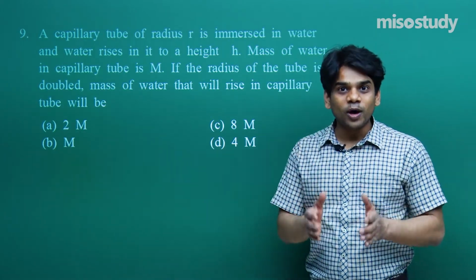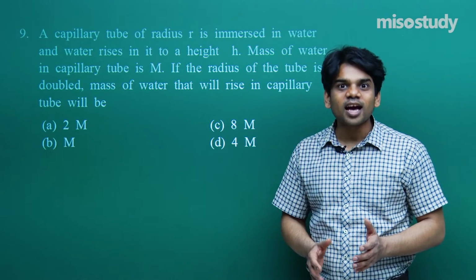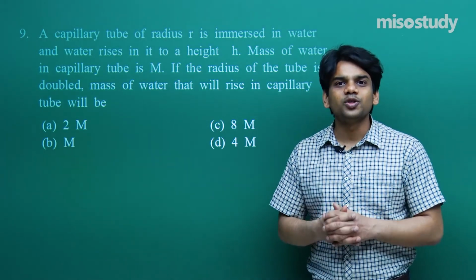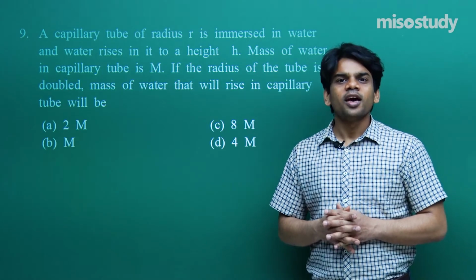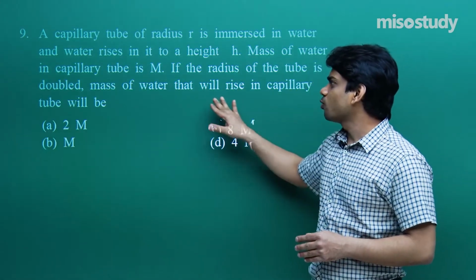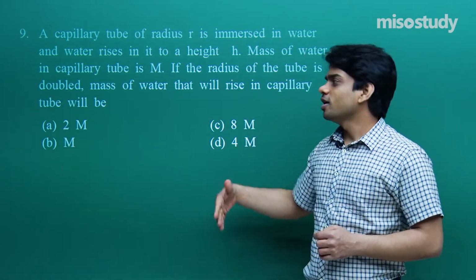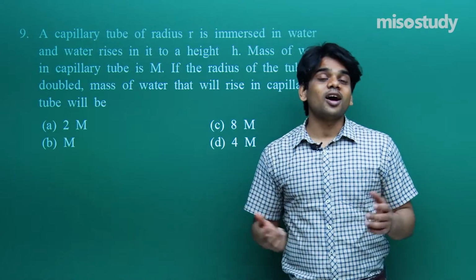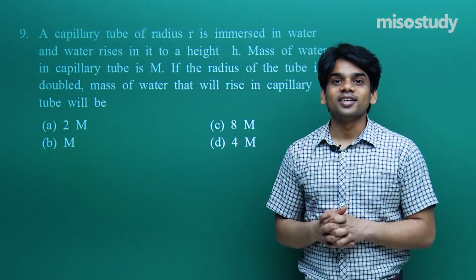A capillary tube you have of a given radius, and the water will rise in the tube. The mass of water that has risen in the tube is given as capital M. If the radius of the tube is doubled, the mass of water that will rise in the capillary tube will be A 2m, B m, C 8m, and D 4m. So we need to find out how mass is dependent upon radius.